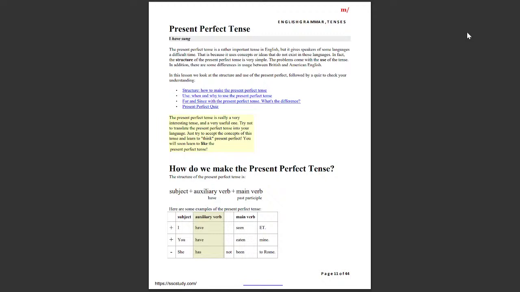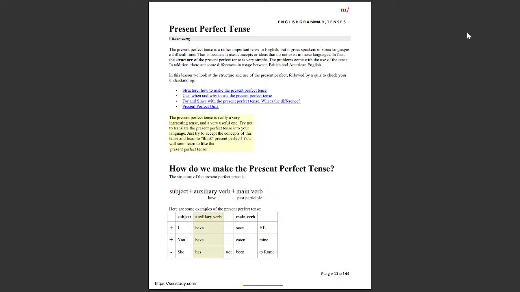So what is the present perfect tense? It is a rather important tense in English, but it gives speakers of some languages a difficult time. That is because it uses concepts or ideas that do not exist in those languages. In fact, the structure of the present perfect tense is very simple. The problems come with the use of the tense. In addition, there are some differences in usage between British and American English.